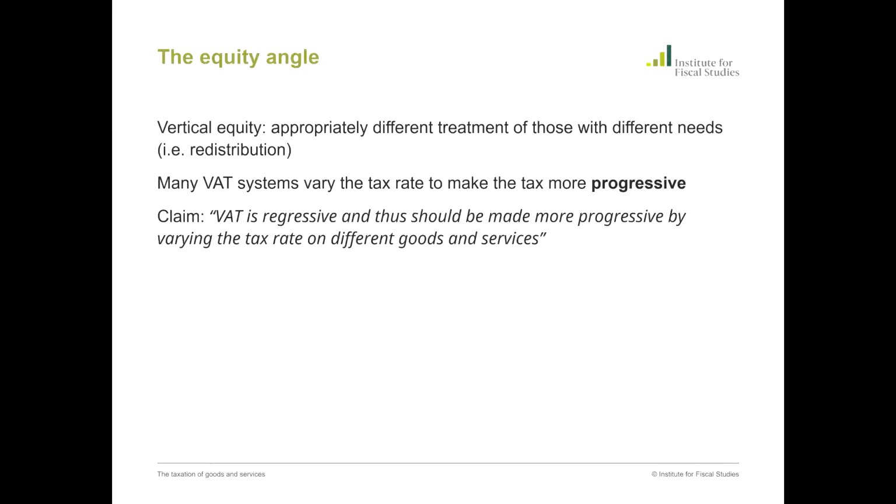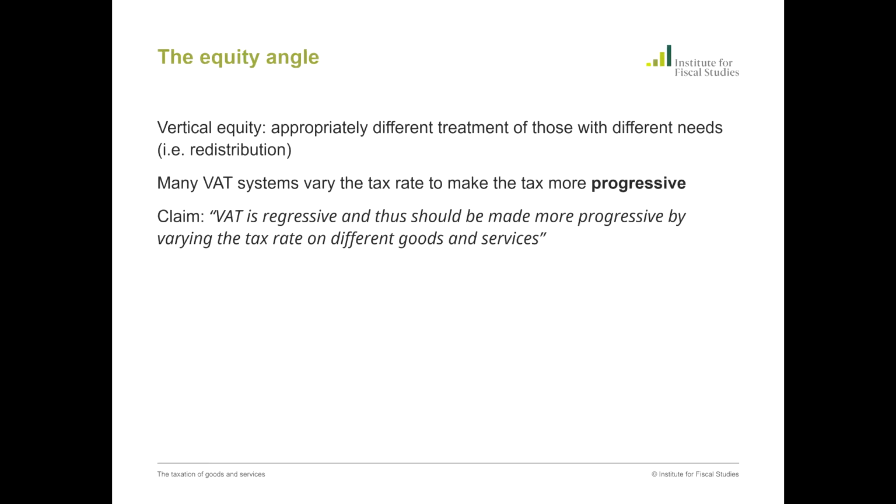So to start with, I'm going to be thinking about this question through the lens of vertical equity. Broadly, that's the appropriately different treatment of those with different needs. In practice, this just means redistribution, really. What we often find in many countries around the world, including the UK, is that there are different rates of VAT on different goods and services with the aim of making the tax more progressive. So we have a lower tax on food in the UK because food takes up a large proportion of the budgets of poorer households.